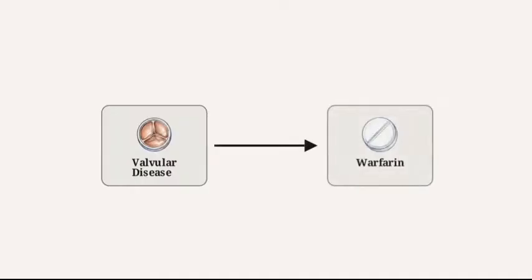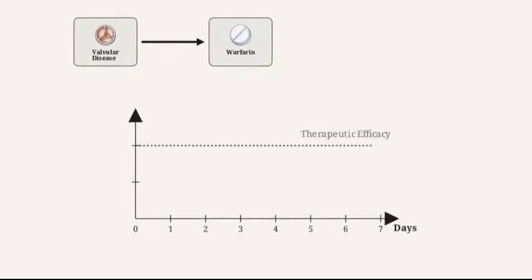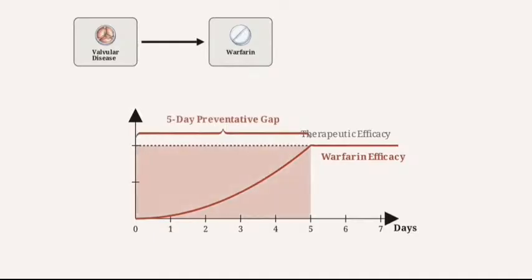Look at the first branch. The clinical rule is absolute. Valvular disease mandates the older oral option, warfarin. Expanding this node reveals its trade-off. Warfarin is incredibly slow-acting, taking 5 days to reach therapeutic efficacy, leaving a massive preventative gap.